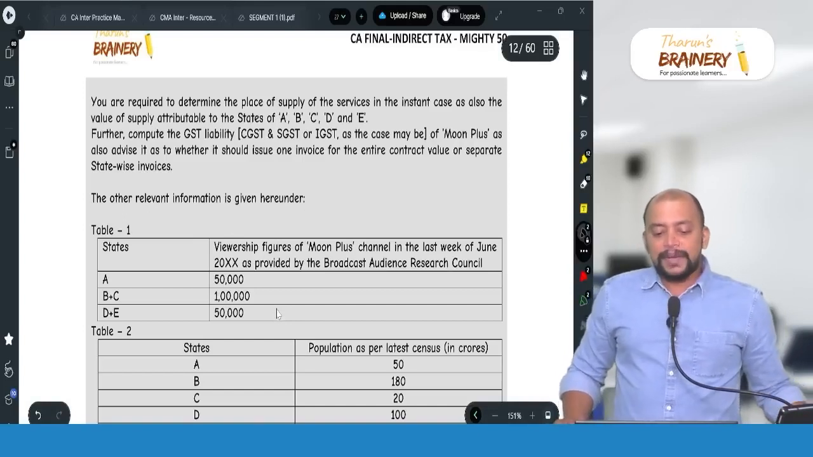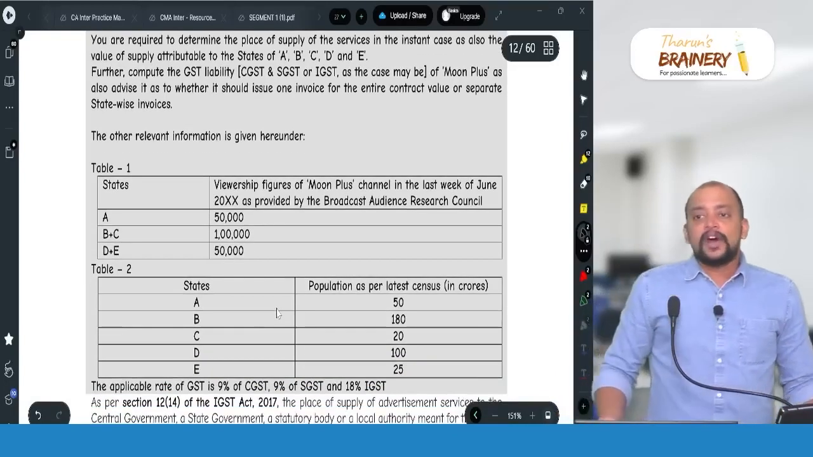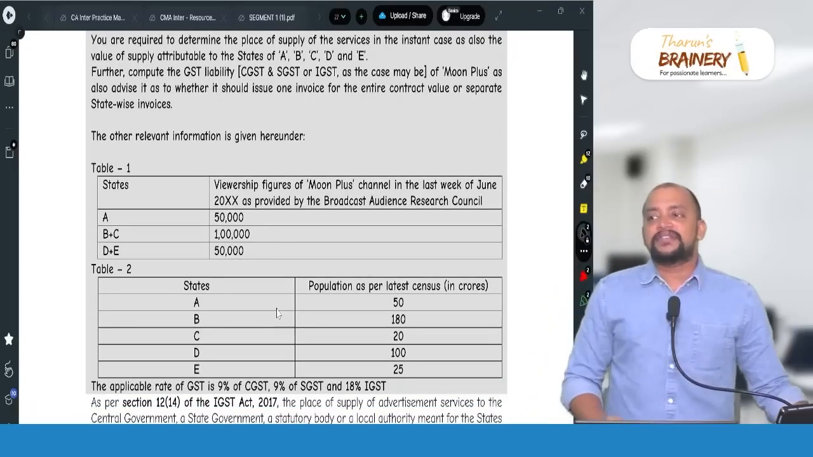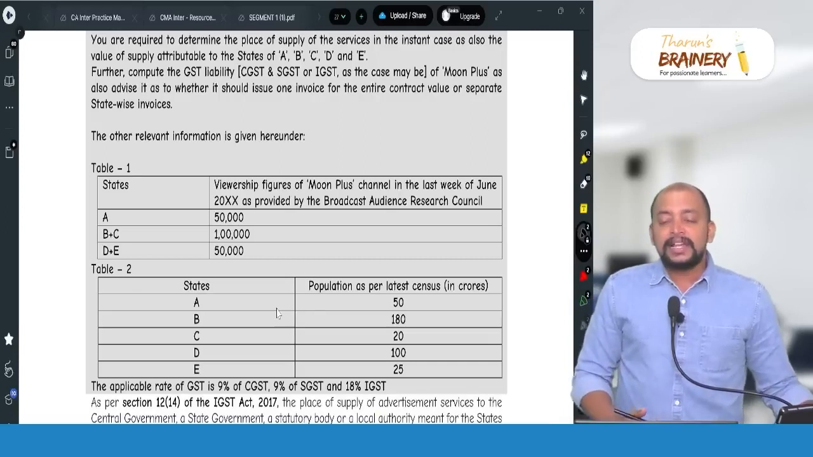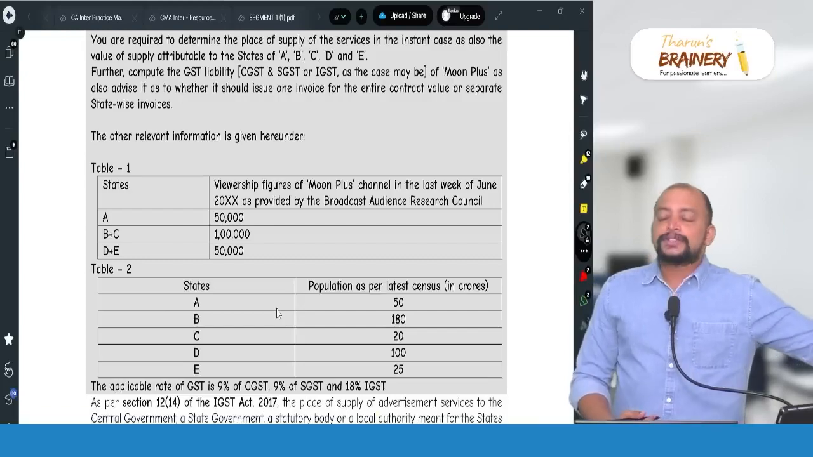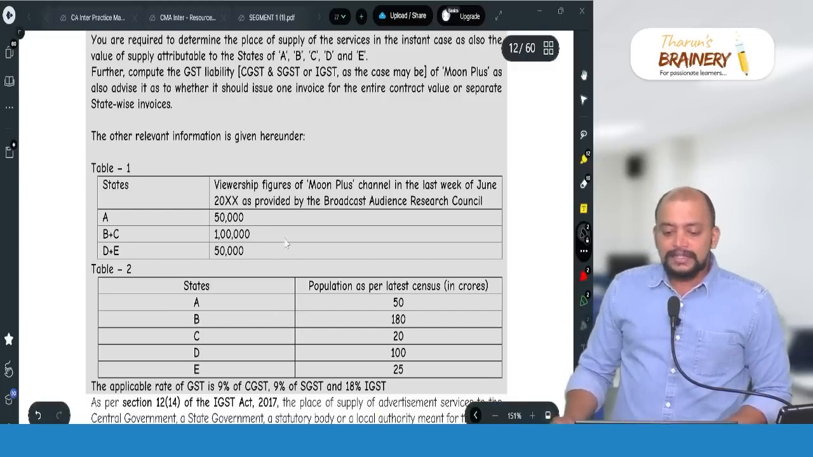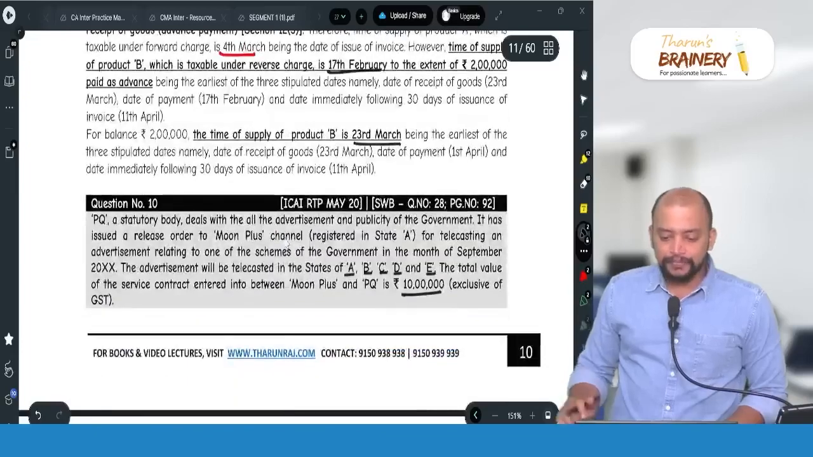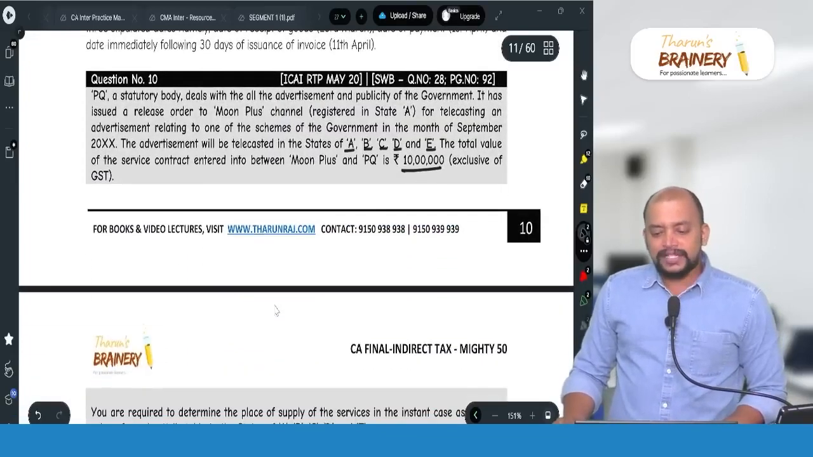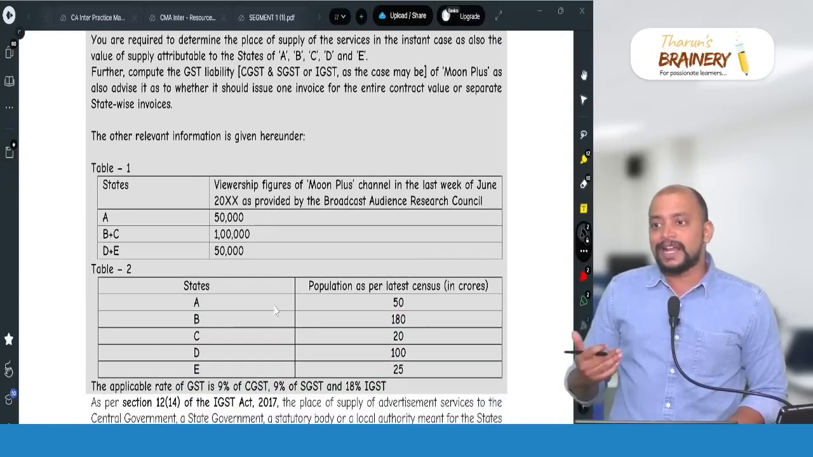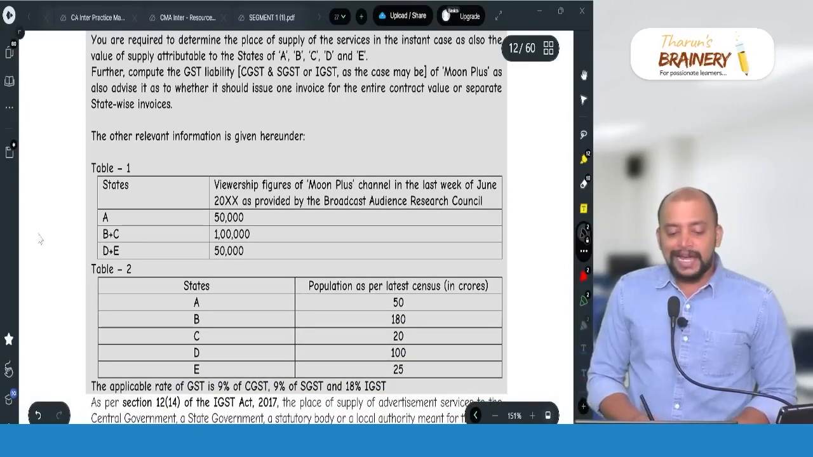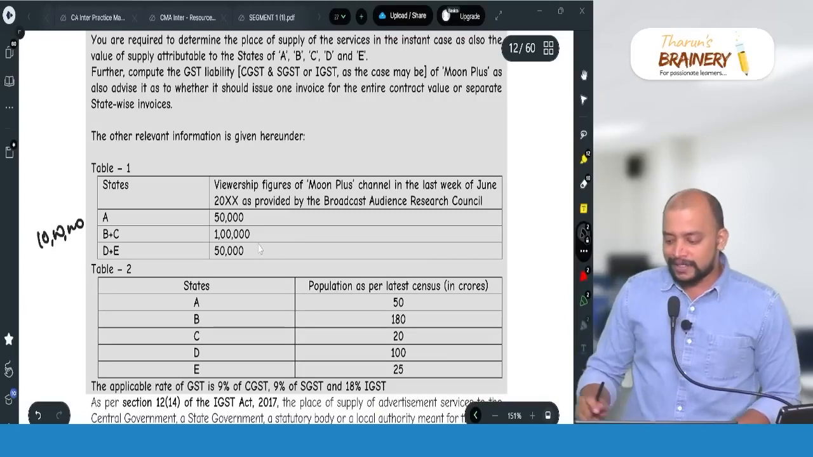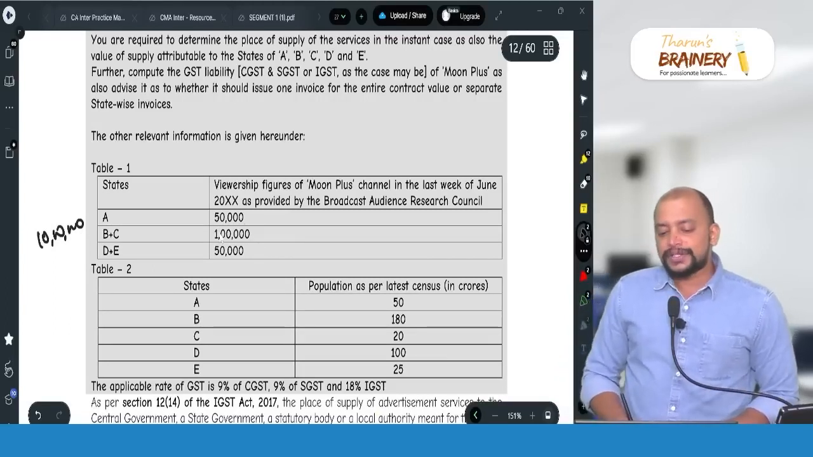Now, what is the base of apportionment? As per rule 3 of IGST rules, whenever the advertisement is given in television, the first apportionment is based on the viewership data of the last week of the last quarter, by BARC. So we have got this service provided in the month of September, so last quarter means June, last week we have the viewership data. So entire 10 lakhs we need to apportion between 3 channels first. So which means in what ratio? So 1:2:1 ratio.